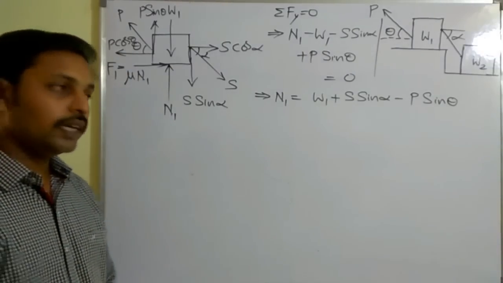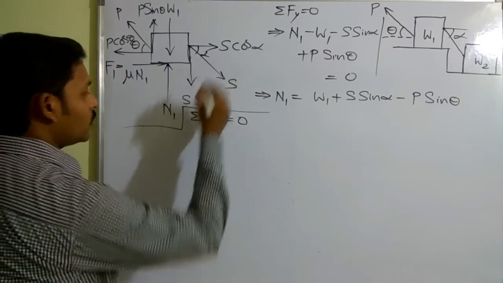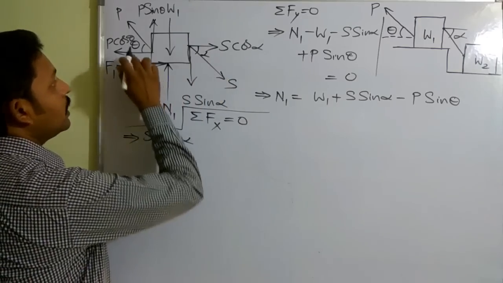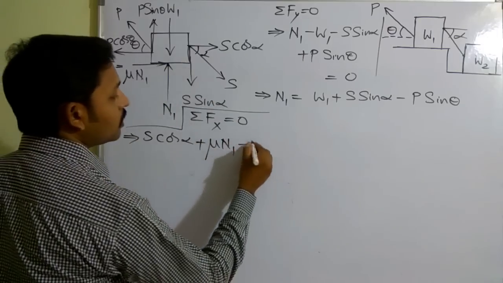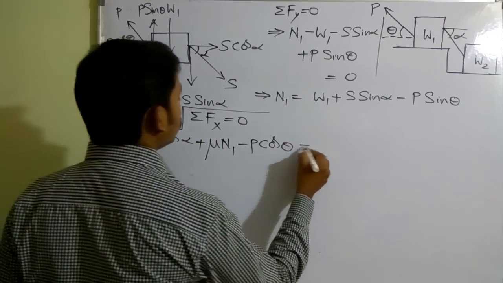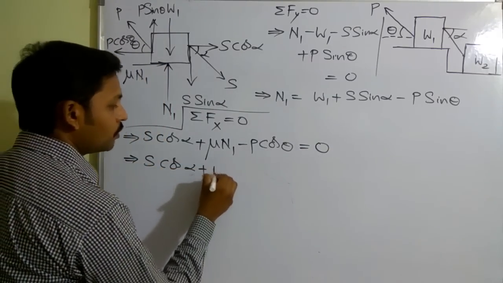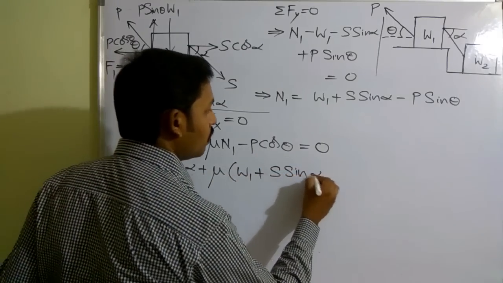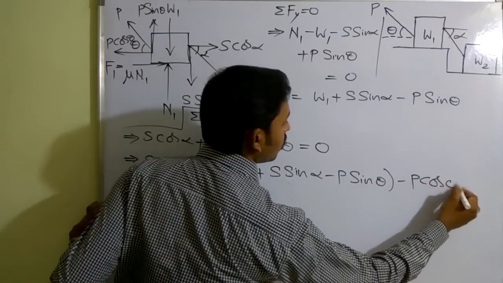I can substitute this value when I consider sigma Fx equal to 0. Forces along the x direction are S cos alpha along positive x direction and mu N1 along positive x direction, minus P cos theta along negative x direction. No other forces, right? So equal to 0. From this, S cos alpha plus mu into, instead of N1, I can write W1 plus S sin alpha minus P sin theta, minus P cos theta equal to 0.